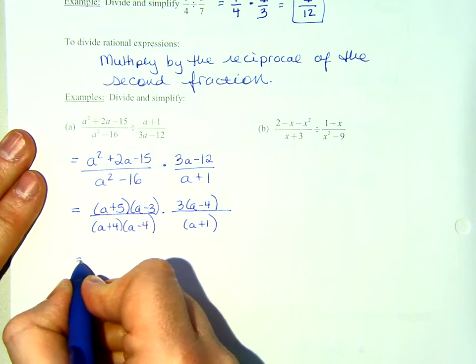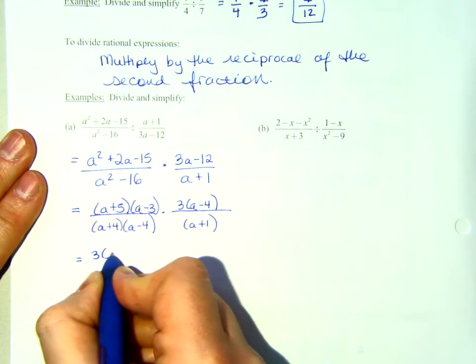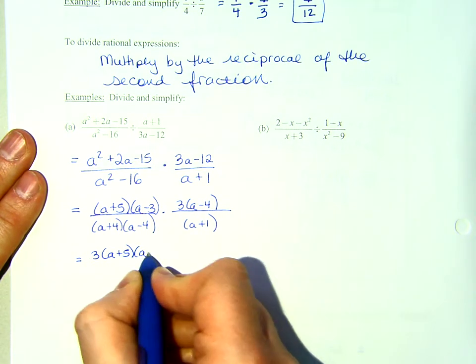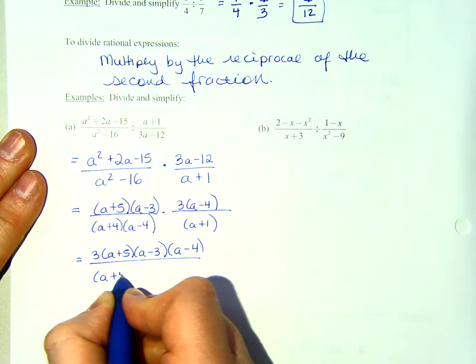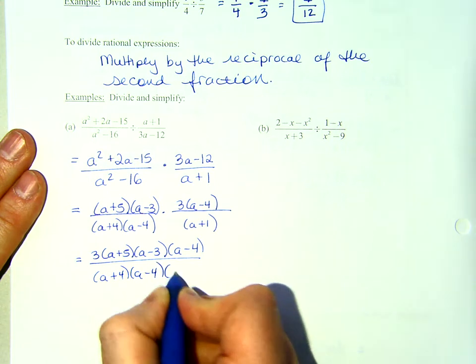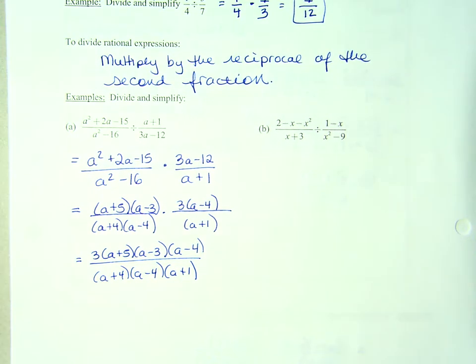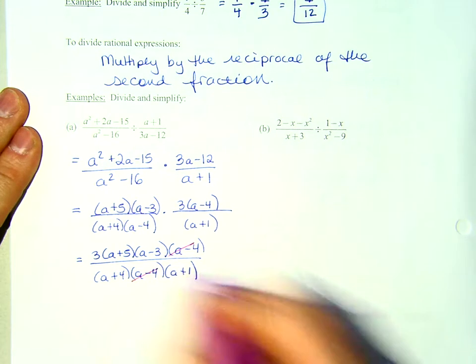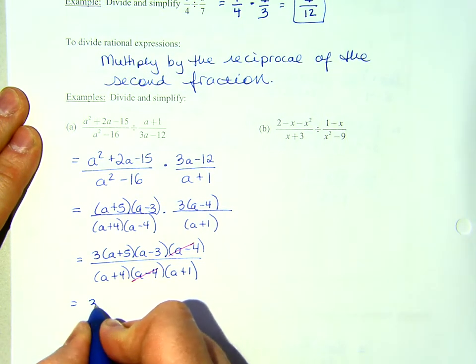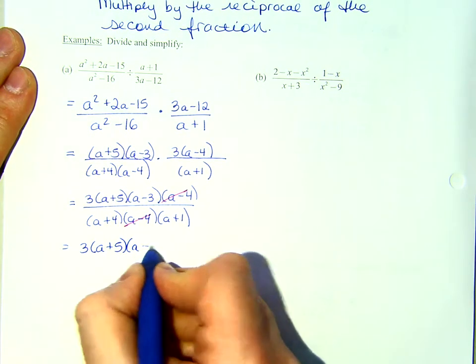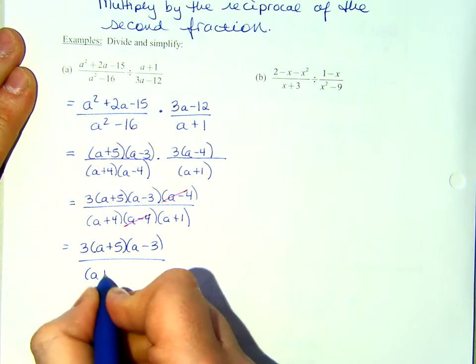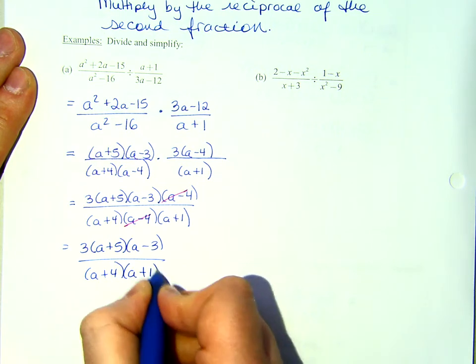I'm going to multiply. And so I don't lose it, I'll put the 3 out front. So 3 times a plus 3, a minus 3, a minus 4, over a plus 4, a minus 4, a plus 1. Now the fun part, the easy part. What goes? Gone? Gone? I guess that's it. That's okay. We could have several factors left. We're going to get 3 times a plus 5 times a minus 3 over a plus 4 times a plus 1. That's our answer.